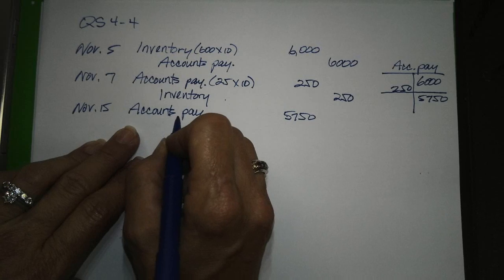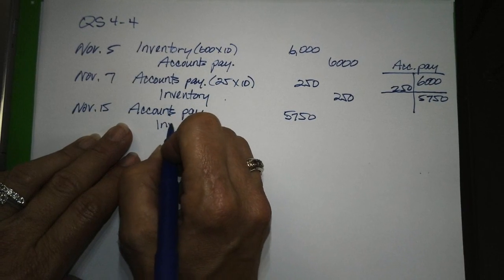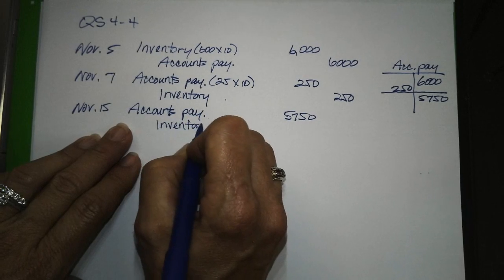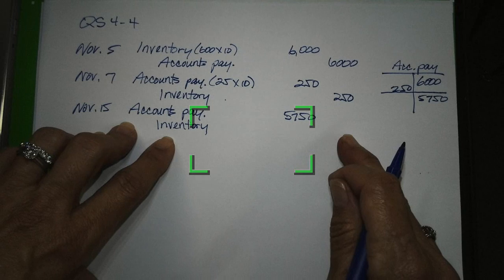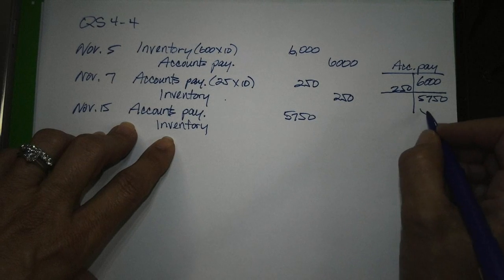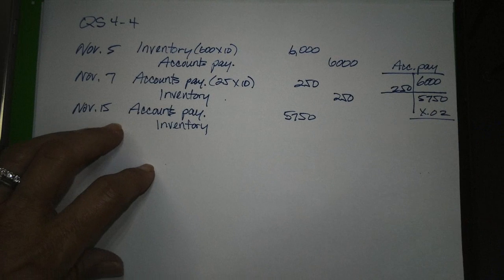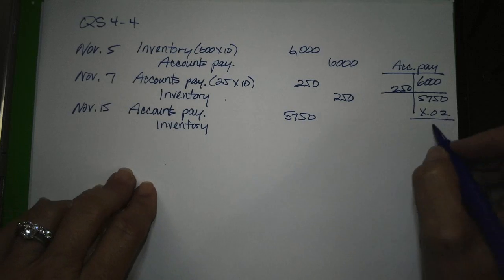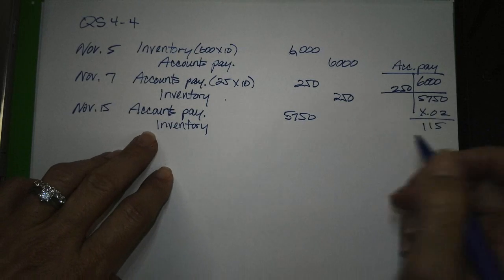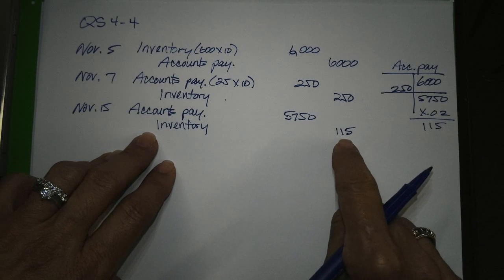Guess where the discount goes? Well, when you keep a perpetual inventory, we're actually going to reduce the inventory cost by the discount that we take. Okay, well, what is 2% of $5,750? I believe it is $115. So I'm going to reduce inventory for $115.